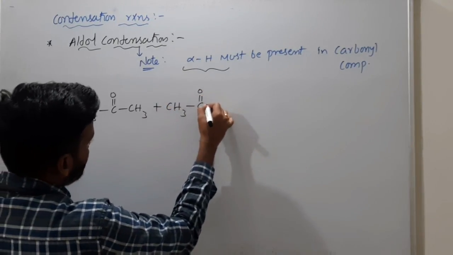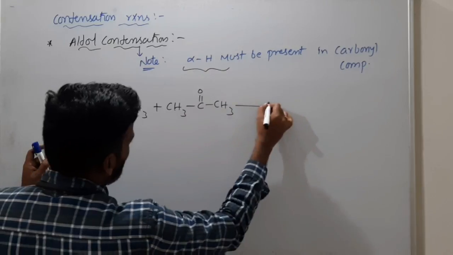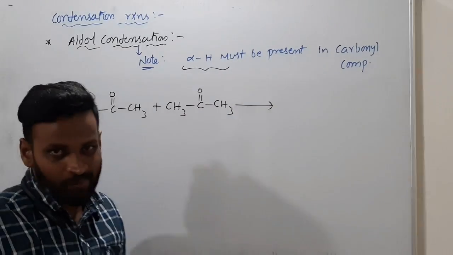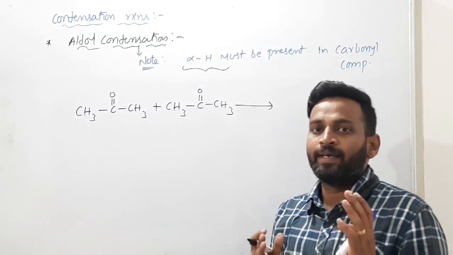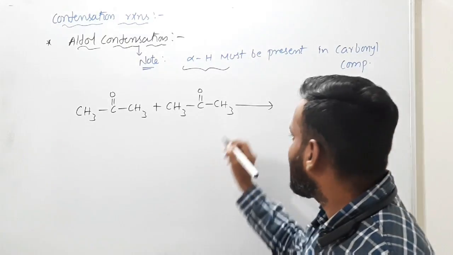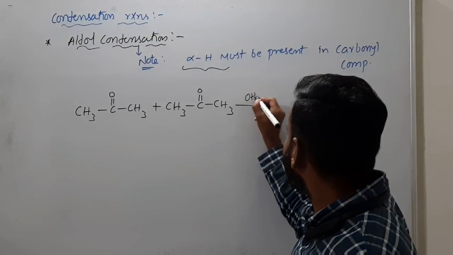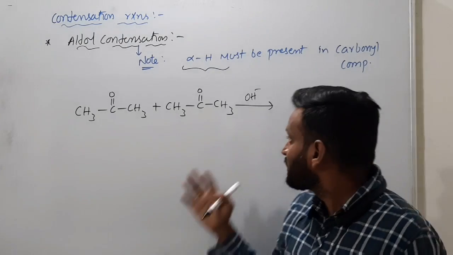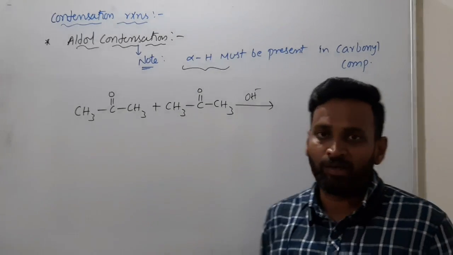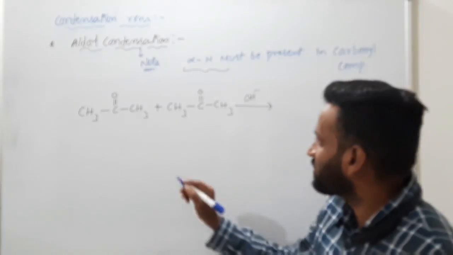CH3 C double bond O CH3. Like this they won't give in an exam. Simply they will say acetone with base, what happens, they will ask. So simply they will give OH minus, or else simply KOH or NaOH like that. So what happens? Very simple.